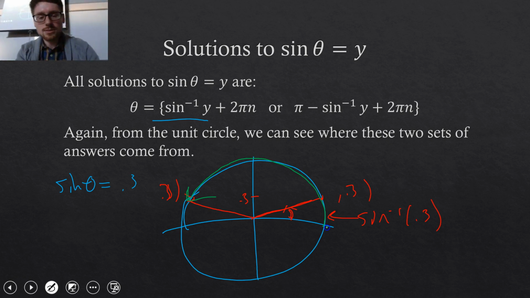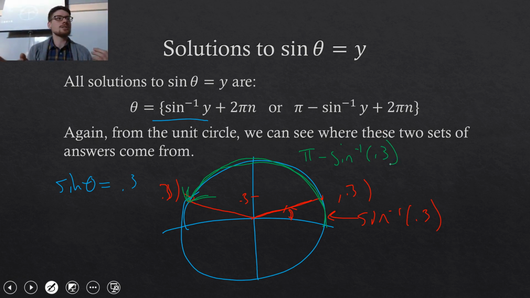It's the supplement. So the green angle is pi minus inverse sine of 0.3. Okay? And so those two answers, the one in quadrant 1 and the one in quadrant 2, then generate all of the other ones, because we just add on multiples of 2 pi again. So my first answer is in red. That's this angle. My second answer is in green.